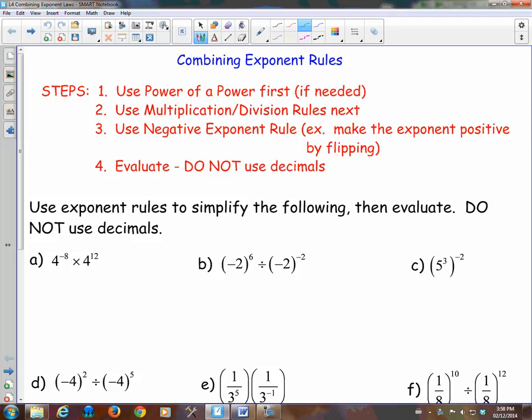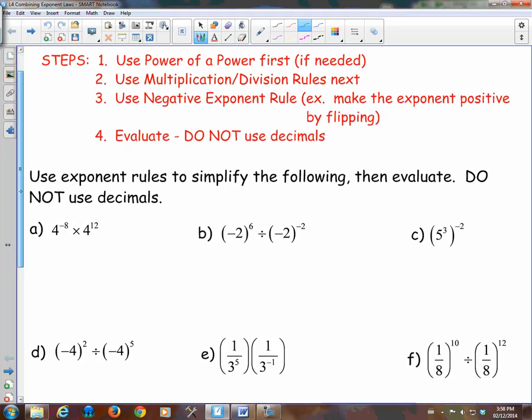You want to use power of a power first. So that's the very first thing. So if you have a bracket with two exponents, that's what you do first. Then you do your multiplication division rules. Then you do negative exponent rules. So that means you're going to do your flipping of fractions, and then you can evaluate. Don't use decimals. So we leave our negative exponent rule to the very end is the moral of the story. We do everything else first.